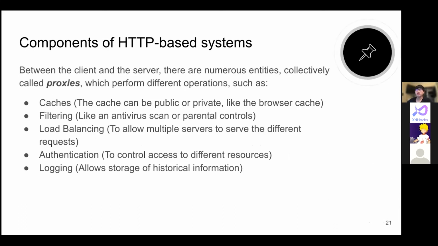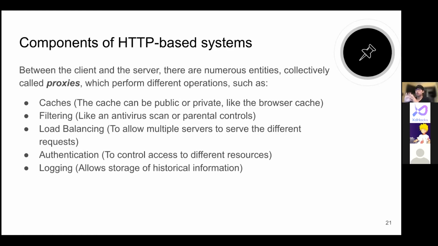So let's go into more components of HTTP-based systems, going a little more in depth on the front end and back end simplifications. Between the client and the server, there are a lot of entities. These entities are all collectively called proxies. They can perform multiple operations such as caching. The cache can be public or private, like the browser cache. Filtering, like an antivirus scan or parental controls. There's also load balancing, which allows multiple servers to serve the different requests.